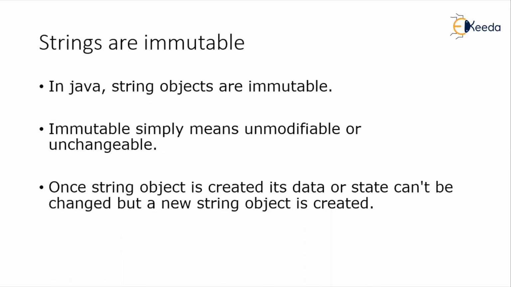Once a string object is created, its data, that means the contents or the state, will never be changed. However, whenever we try to modify an existing string, a new string object is always created. This is what happens whenever we are working with strings. Any modification operation on a string will result in a new string object creation. However, the existing, original data will never get modified.